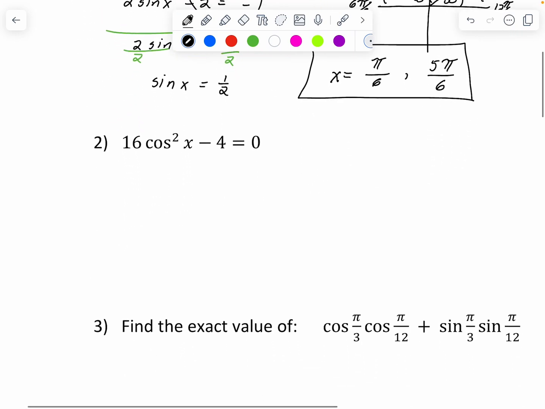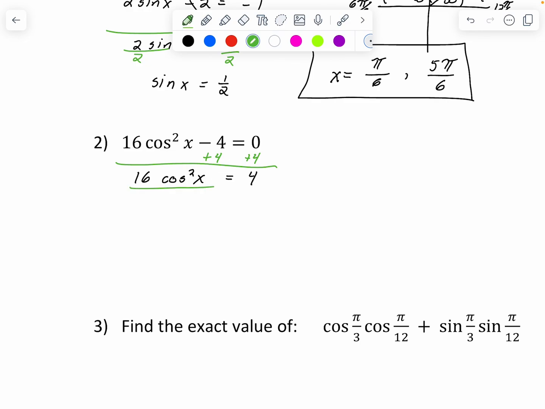Now for number 2, we also only have one trig function. However, this time that trig function is squared. So we still want to get that trig function by itself. So we want to get cosine squared by itself. But since it's squared, that means once we do get it by itself, we're going to need to square root. So to get the cosine squared by itself, the first thing I would get rid of is that 4. So I add it to both sides, and this will give me 16 cosine squared x equals 4.